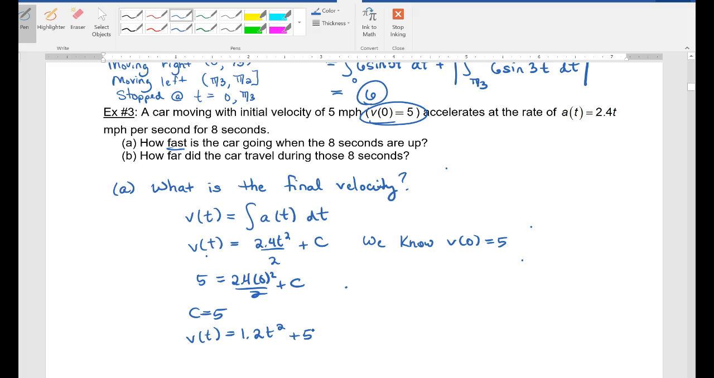And how would you know that it was going to be 5? If v of 0 is 5, then when I plug in t equal to 0, I get C equals 5. Does that make sense? So by plugging that back in, now I have a velocity function. So now I can say, how fast is the car going when the 8 seconds are up? What do we do?